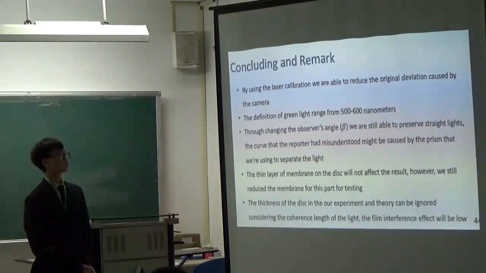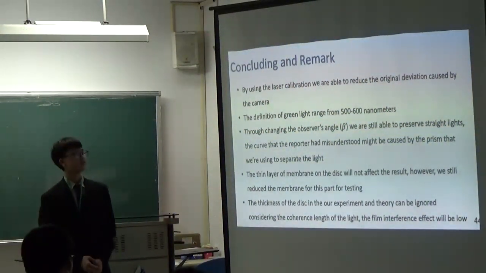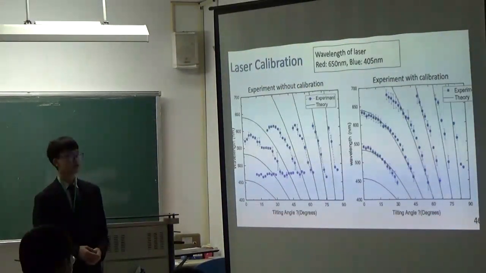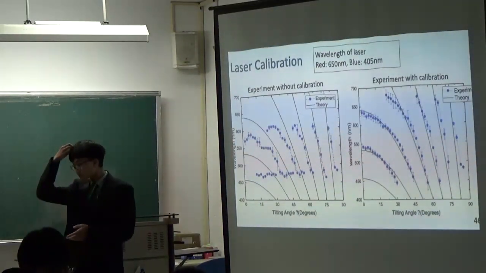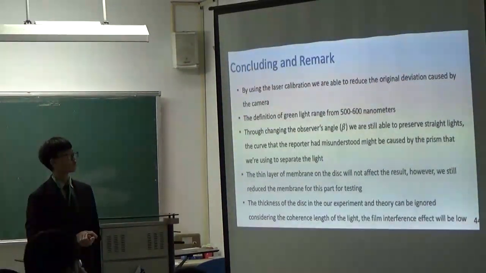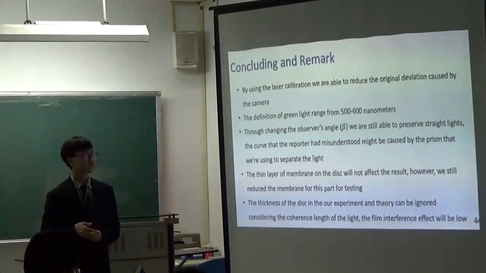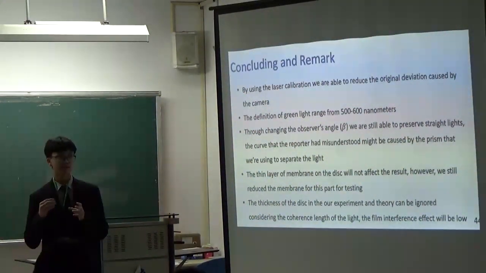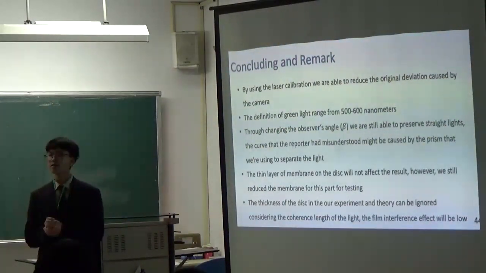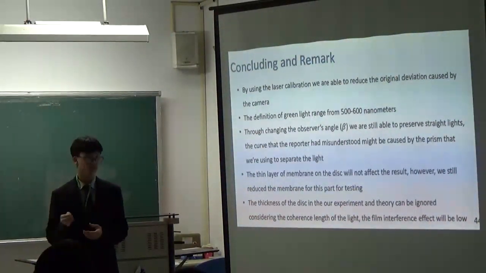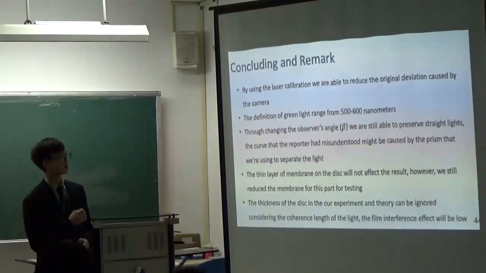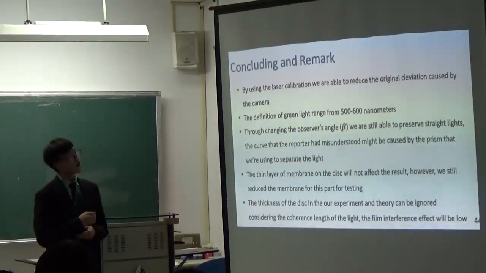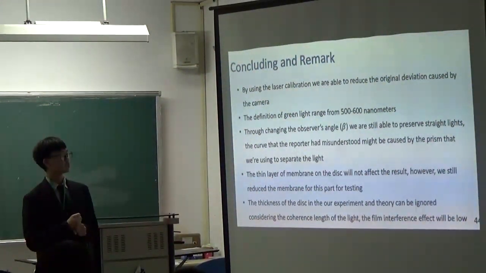By using the calibration, we are able to reduce the original deviation caused by the camera, because we can use the calculation algorithm. Next, the definition of green light ranges from 500 to 600 nanometers, and we believe that both the camera and the human eye are more sensitive to this wavelength, so that we can observe the phenomenon more clearly. Though changing the observer angle, we are still able to preserve straight lights.